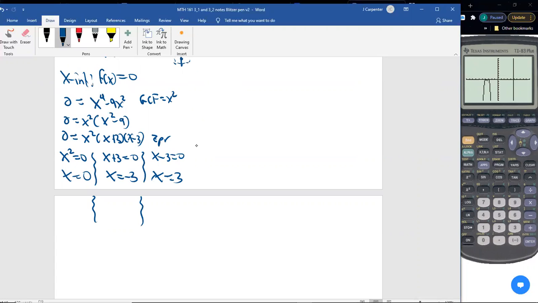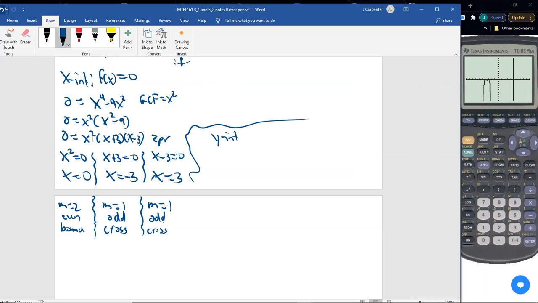For our multiplicities, it's 2 for the first one, 1 for the middle, and 1 for the last. Because there were no exponents seen, that means they're implied to be 1s. That's even, so it bounces for the first one. These are both odd, so they both cross for the middle and third. Now when I say middle and third, I don't mean necessarily left or right on the graph, just in this order right here.